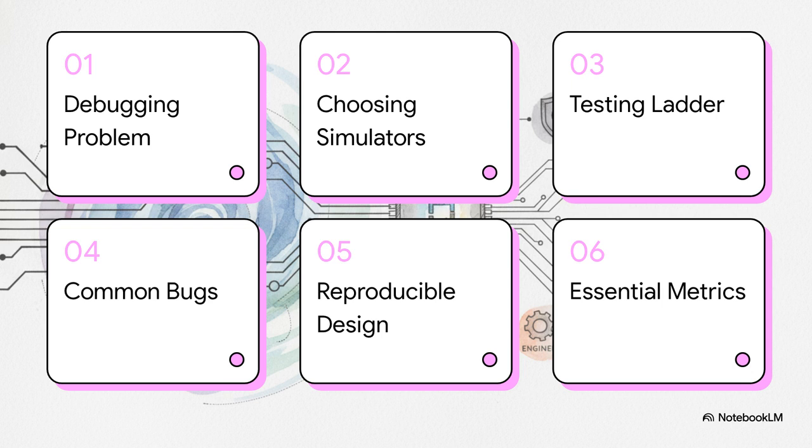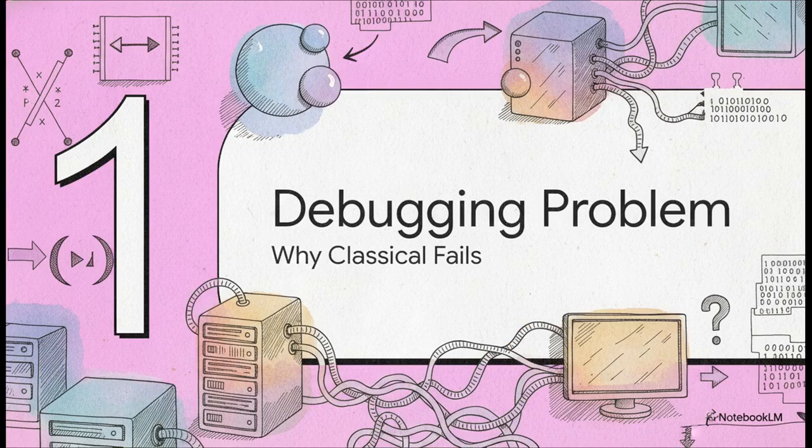Here's the highly structured engineering stack we're covering today. First, we'll tackle the debugging problem. Then, choosing simulators. Third, the testing ladder. Fourth, we'll look at common programming bugs. Fifth, reproducible architecture. And finally, the essential metrics you absolutely need for serious reporting. Part 1. The debugging problem.